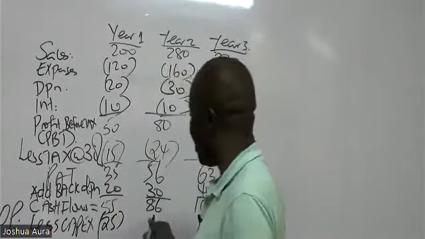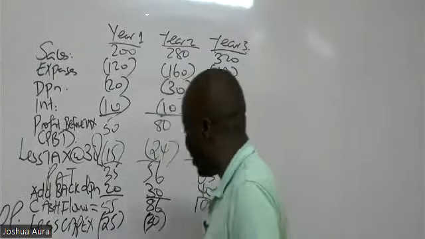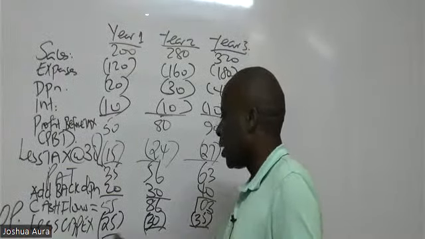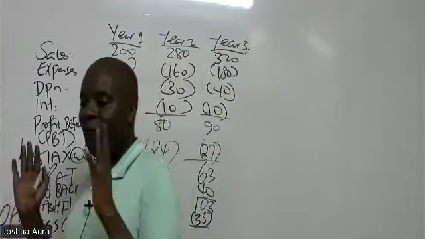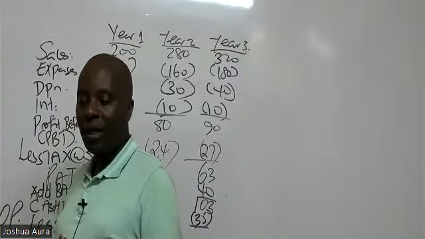We have 30, and then lastly, we have 35. So you come and subtract this. Whenever you are told there is cash needed to buy some fixed assets, it must always be set aside.